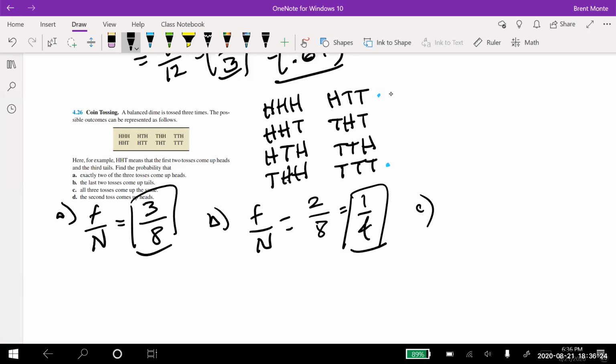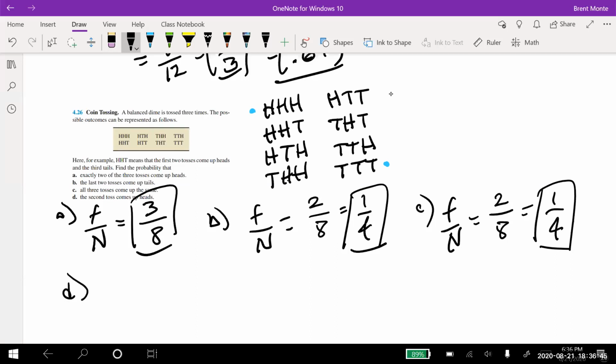All right, let's see. C says all 3 tosses come up the same. Well, let's erase those. How could they all come up the same? Either they're all heads or they're all tails. There's only 2 chances. So F over N, 2 over 8 again, just like the last problem. So 1/4.